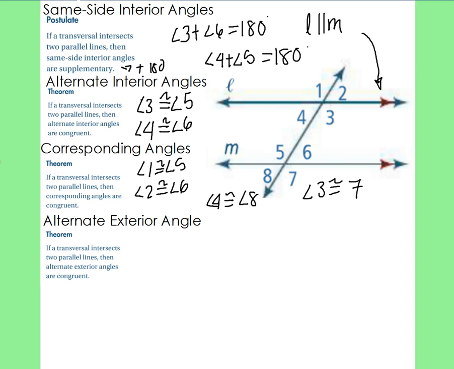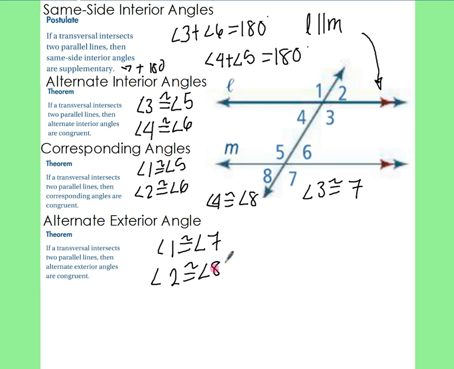The last one is alternate exterior angles. Okay? So if a transversal line intersects two parallel lines, then alternate exterior angles are congruent. So what are my alternate exterior angles? 1 and 7. Okay, so angle 1 is congruent to angle 7. What's my other one? 2 is congruent to 8.